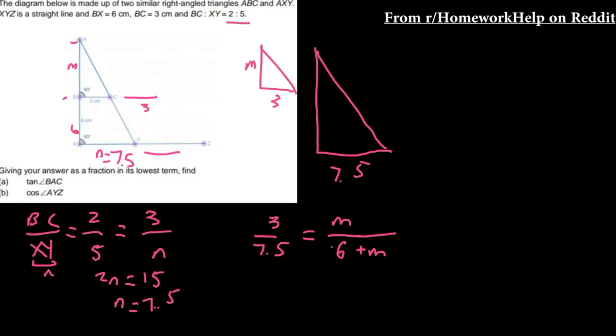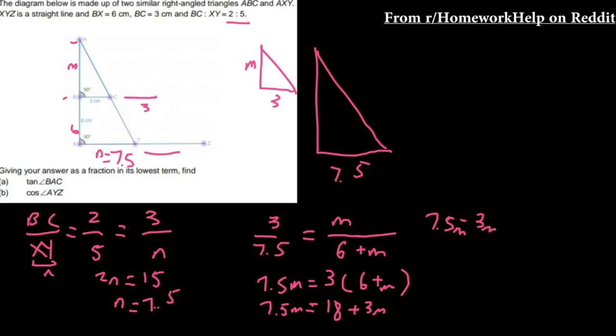So from here, we're going to cross multiply like before. So 7.5 times m gives us 7.5m. And then here we have 3 times 6 plus m. If we continue to simplify, 3 times 6 gives us 18, and 3 times m gives us 3m. We're going to bring the 3m to the other side to subtract it. So 7.5m minus 3m gives us 18. 7.5 minus 3 gives us 4.5m equals 18. Divide by 4.5 on both sides, and 18 divided by 4.5 gives you m equals 4. So now this means that m is equal to 4, and for the big triangle, 6 plus 4 gives us 10. So that's what we have for now.